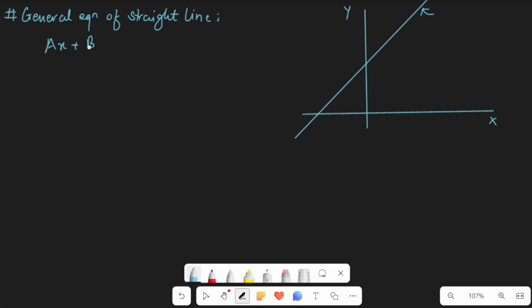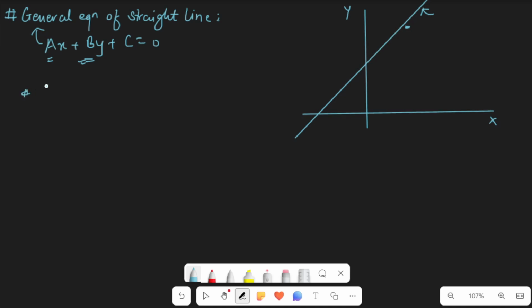We say ax plus by plus c equals 0. This is our general equation of a straight line. That means any equation in this form will always represent a straight line. So, if this is a straight line, this also has some equation of this form.